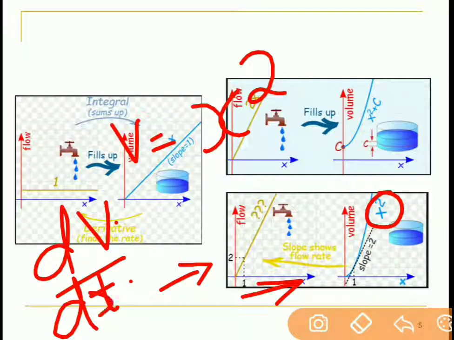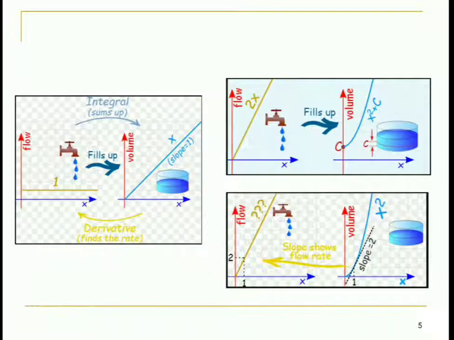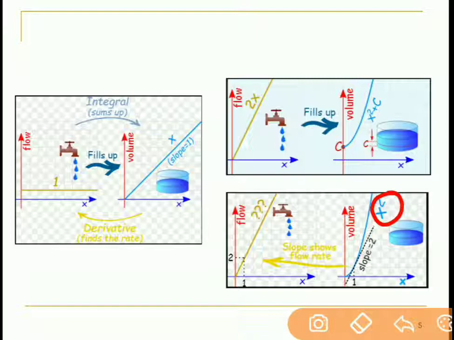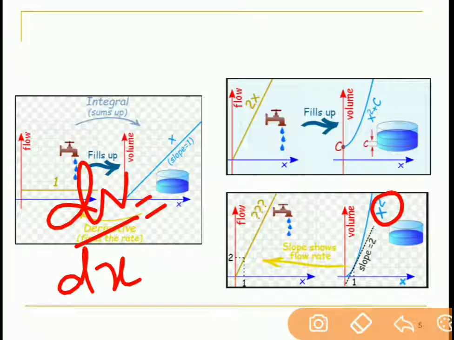Here time is taken as the variable x. So if time is taken as variable x, then dV by dx is equal to what? It will be equal to 2x. So when the volume is equal to x square, then the flow rate is equal to what? Flow rate is dV by dx, and that is equal to differentiation of x square. The differentiation of x square is 2x. So we can get the flow rate as 2x.